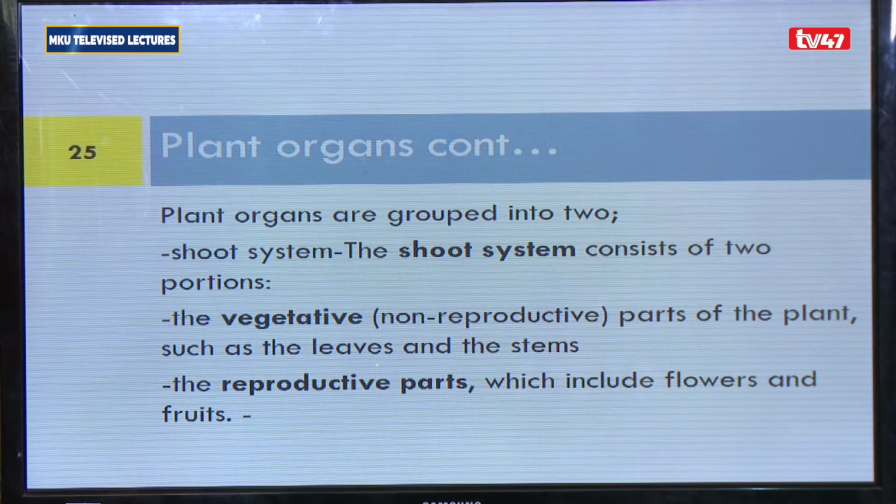So generally, in summary, for the plant organs, we group them into two, those associated with the shoot and those associated with the root. For the shoot system, we have the organs associated with the vegetative part and organs associated with the reproductive part. The vegetative part comprises the part of the shoot that is not involved in reproduction, and that has the organs, that is the leaves, the stems, and the branches. The reproductive part of the shoot involves the organs that are involved in reproduction, and that comprises the flowers and the fruits.